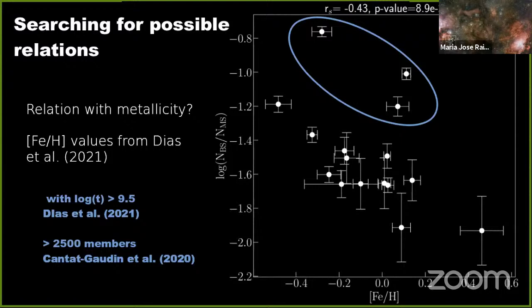It is also risky to jump to the conclusion that the number of blue stragglers is correlated with the metallicity, because we know metallicity is one of the most difficult parameters to measure using photometry. And to confirm this anticorrelation, we need spectroscopic metallicities for sure. Something interesting we notice is the three clusters that do not follow the trend. They are the oldest and among the least populated.